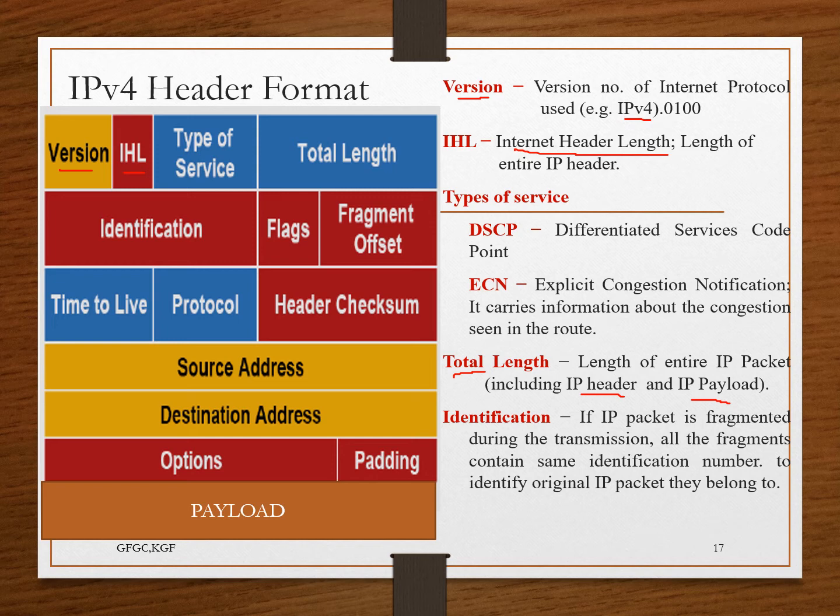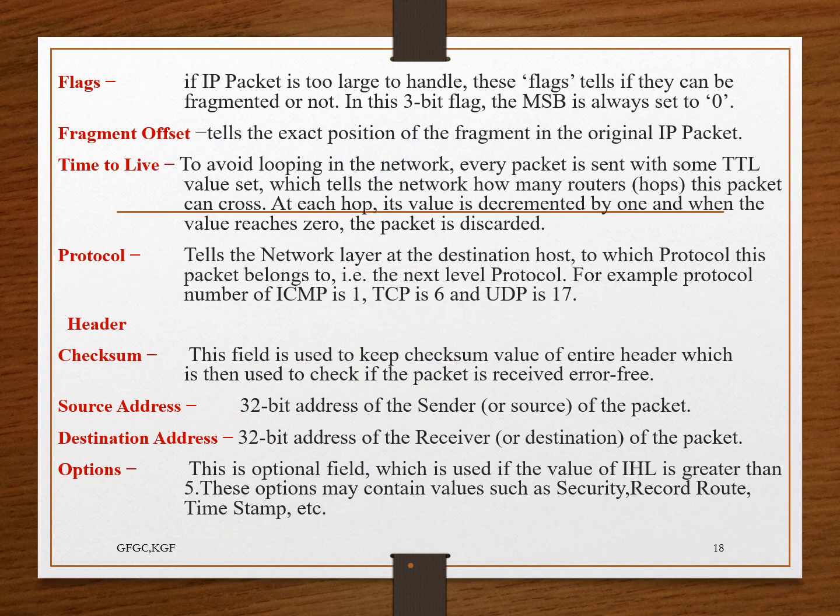Identification gives the information about whether it is an original packet or a fragmented packet. The flags of the IPv4 header format give the information whether the packet can be fragmented or not, depending upon the size of the packet. Fragment offset. It tells the exact position of the fragment in the original IP packet.